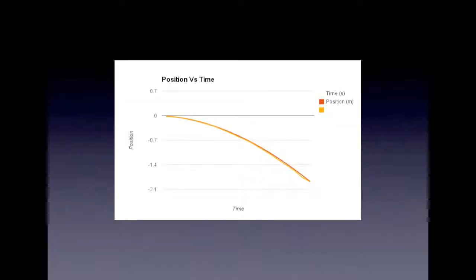Here's the new graph of position versus time. As you can see, both the graphs of the computational model and the experimental data more closely resemble each other. However, there are still some sources of error that cause slight differences in the curves.